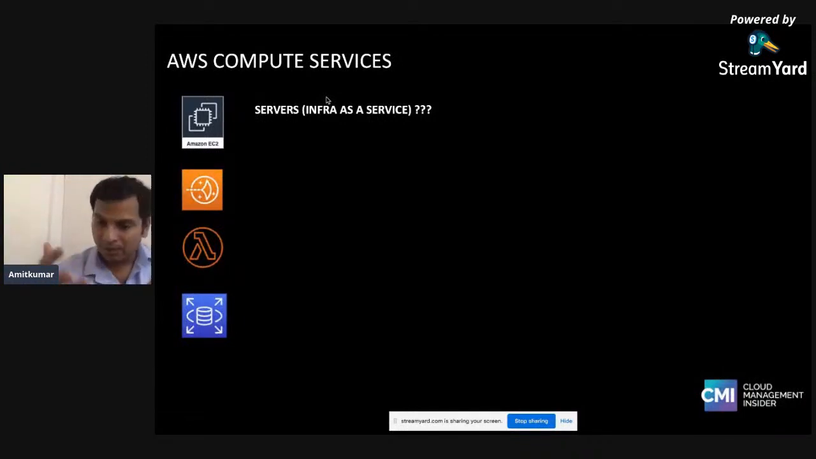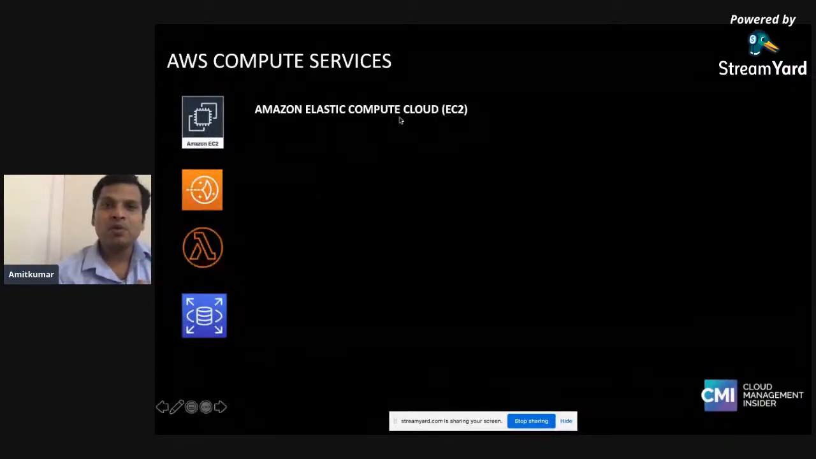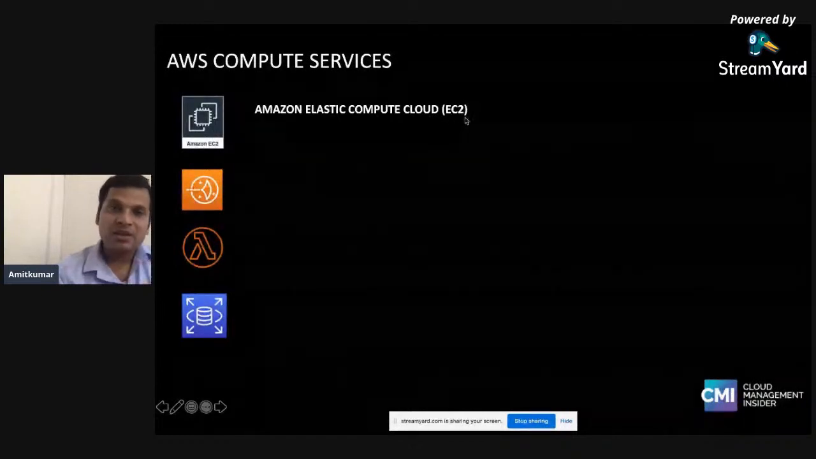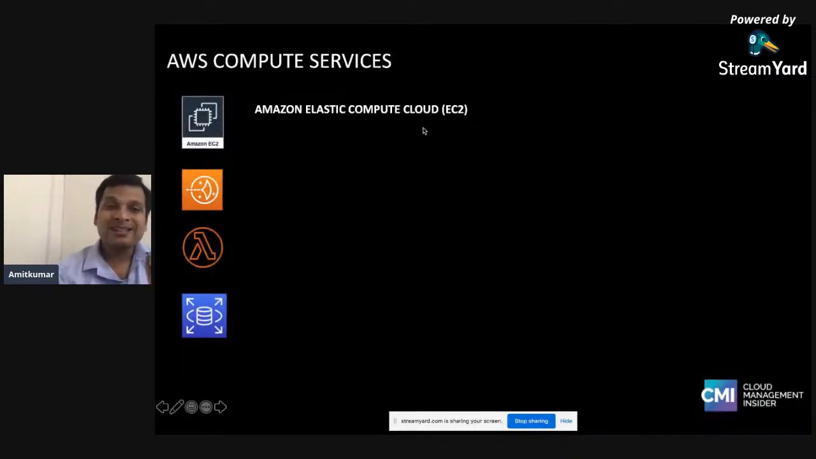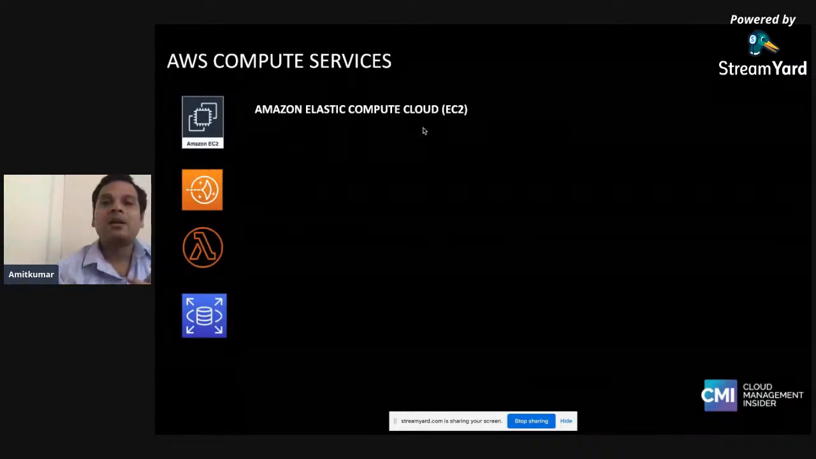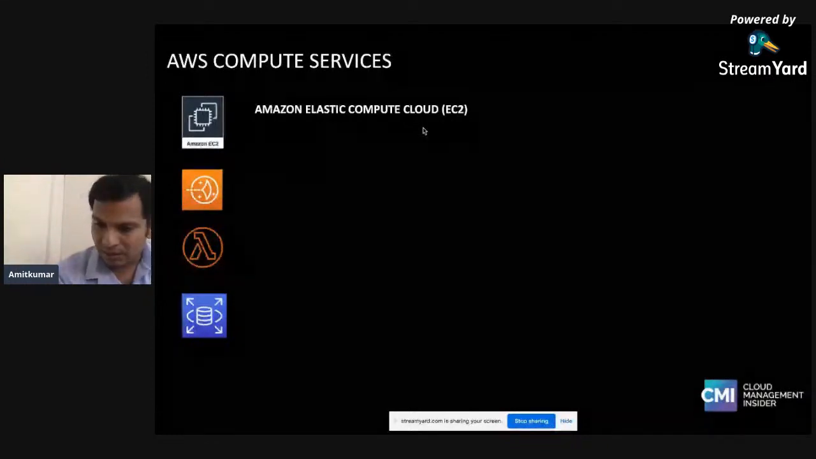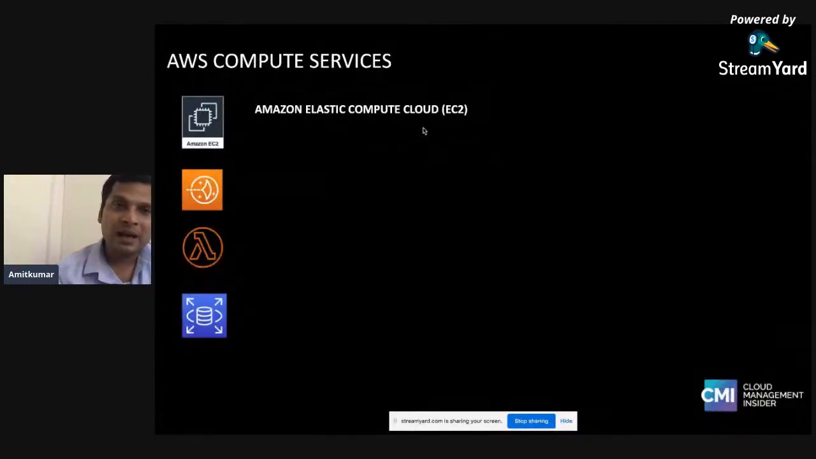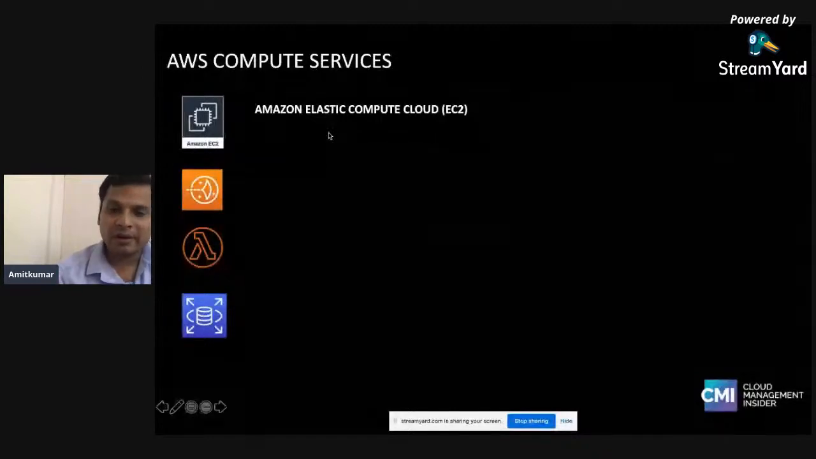Where is my server? Where am I going to install my application? A server, which is also called infrastructure as a service, is called Elastic Compute Cloud in AWS. The abbreviation is EC2. This is the most used service on public cloud, not just AWS. On any public cloud platform, the virtual machine or server service is the one most consumed, in terms of money as well. That's because that's where you install your application.